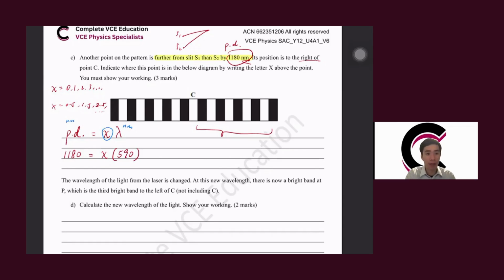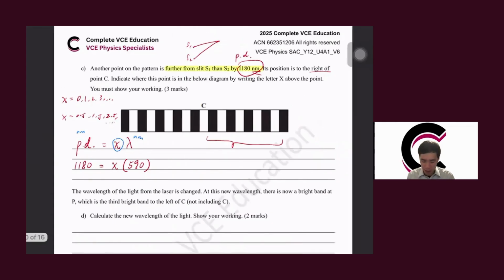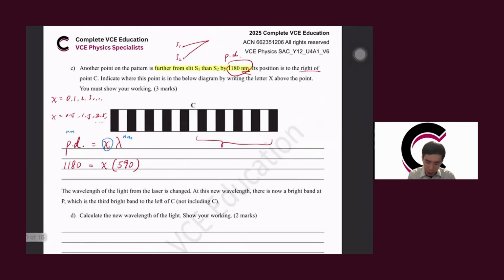All right. So yeah, we established this at part B before. Okay, you can see here, this is like 590 nanometers. You can do that. That makes the mathematics so much easier, right? X equals to 2. You multiply by 2. In other words, you must show your working, right? So X equals to 2.